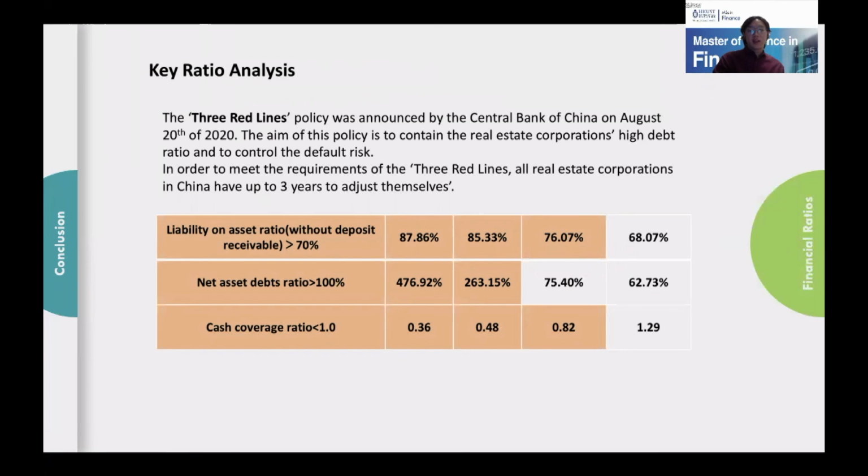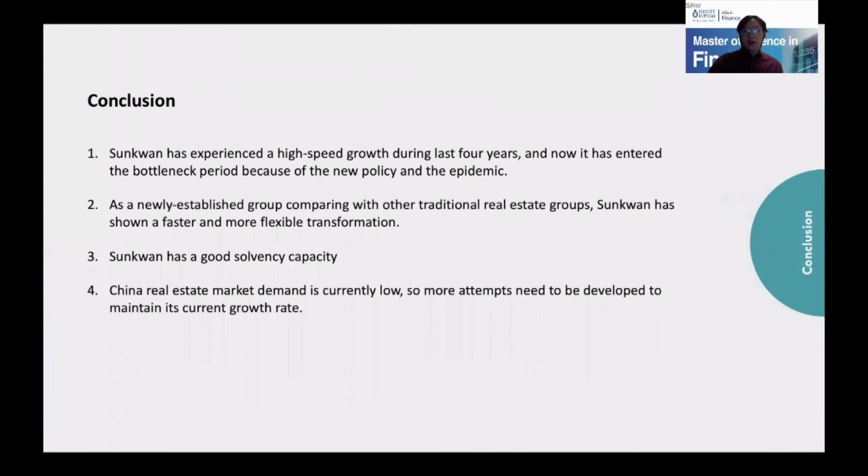Here is my conclusion. I think Sankun Group has experienced high-speed growth during the last 4 years, and now it has entered a bottleneck period because of the new policy and the epidemic. And as a newly established group, compared with other traditional real estate companies, I think Sankun Group has shown a faster and more flexible transformation.